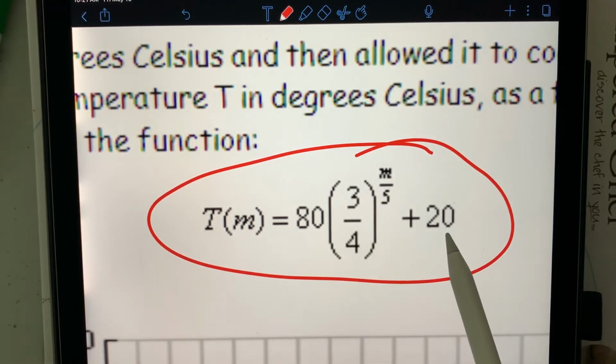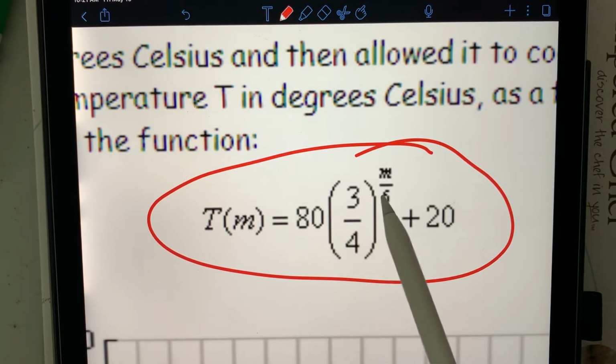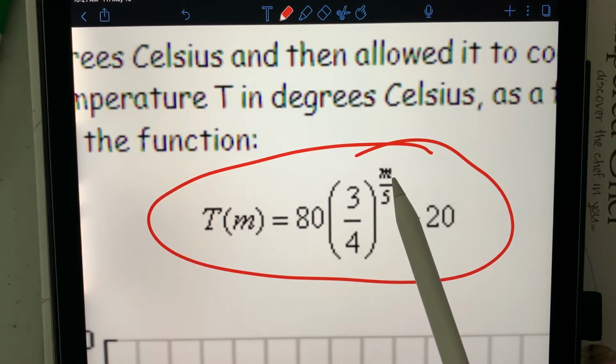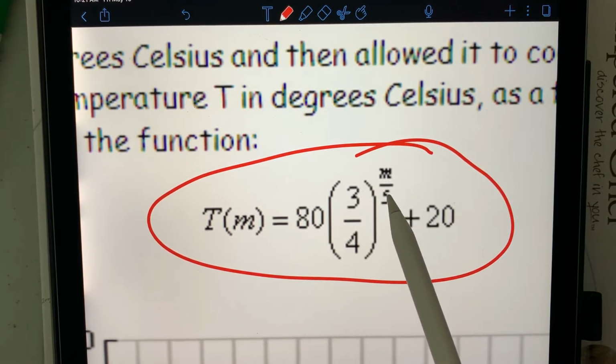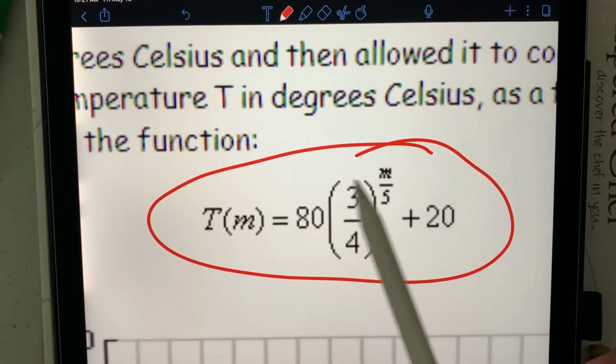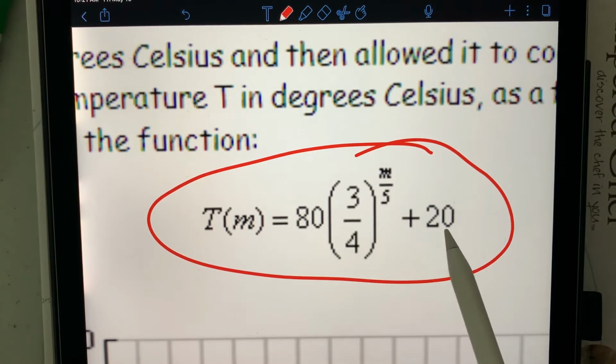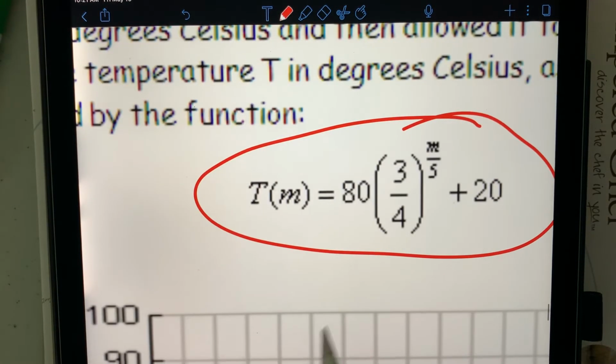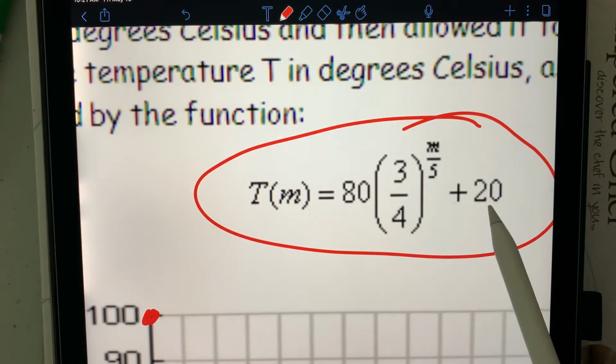But now I've got 20, which means that when I set m equal to 0 to find my starting value, this will be 0. 3/4 to the power 0 is equal to 1. 80 times 1 is 80. 80 plus 20, it's 100. So this function starts at 100. My starting value is actually the 80 plus the 20.